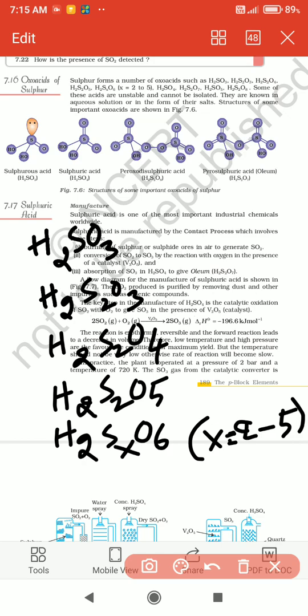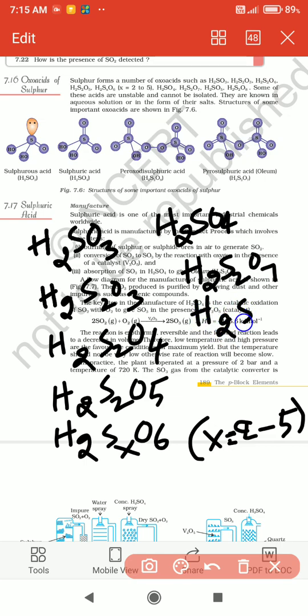The next one is H2SO4, sulfuric acid. The next one is H2S2O7, oleum. The next one is H2SO5, and the last one is H2S2O8. So these are the oxo acids of sulfur.